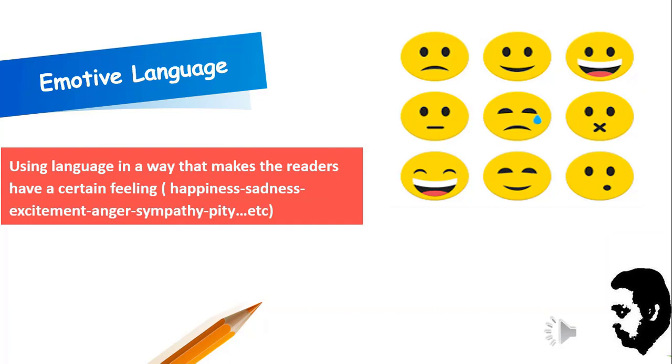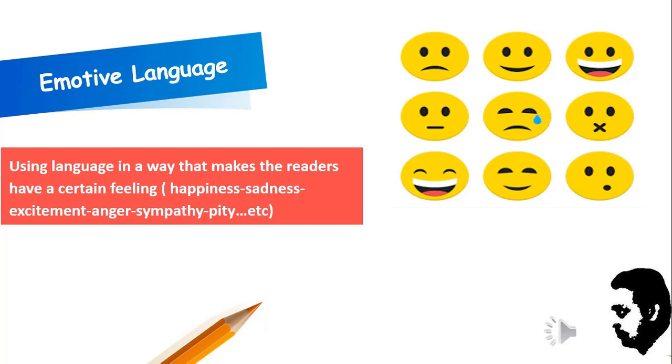Technique number 6. Emotive language. It's one of the most effective persuasive techniques in which the writer uses language in a way that makes the readers have a certain feeling: happiness, sadness, excitement, anger, sympathy, pity, etc.